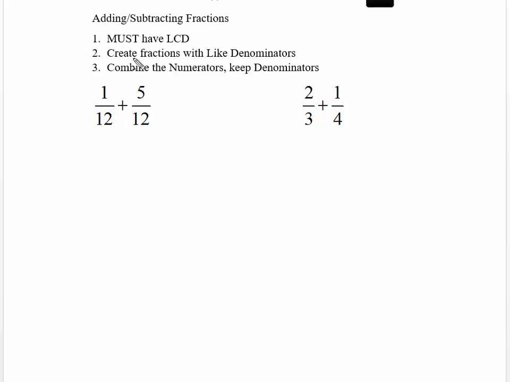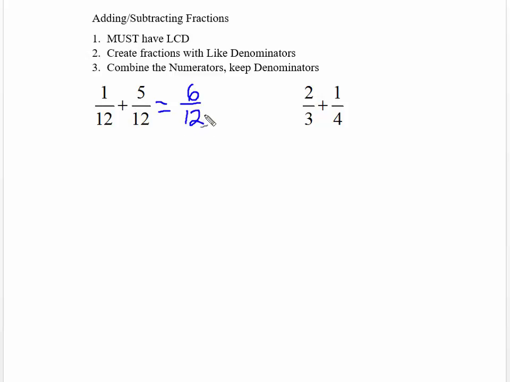So let's go forward with this first problem. This first problem actually has common denominators already, the same number on the bottom. So we're just simply going to add across. Again, we combine the numerators. In this case, we're adding. So 1 out of 12 plus 5 out of 12 gives me 6, or 1 plus 5 is 6. And then out of 12 on the bottom.